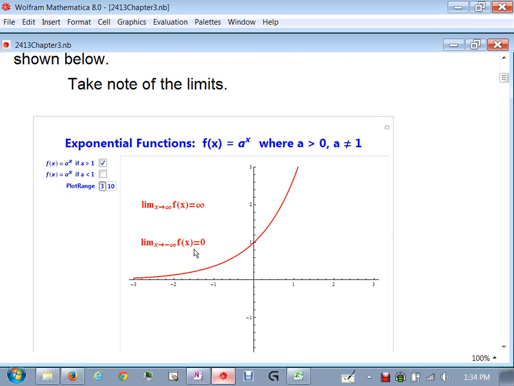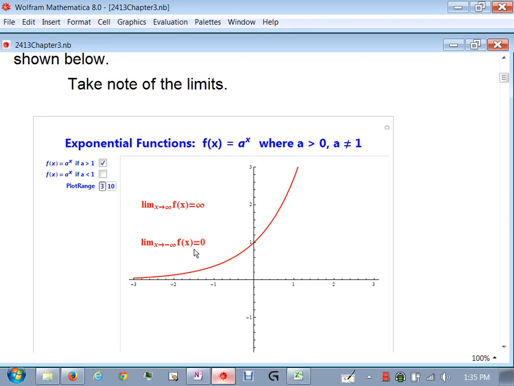Exponential functions. Very different than power functions. An exponential function is a function where you write it, f of x is a to the x. The a is called the base, the x is the exponent. So the a is actually a number, and the variable appears up in the exponent. That's the difference between x squared and 2 to the x. X squared is a quadratic, it's a polynomial. The variable is in the base, the number is up top. This is an exponential function.